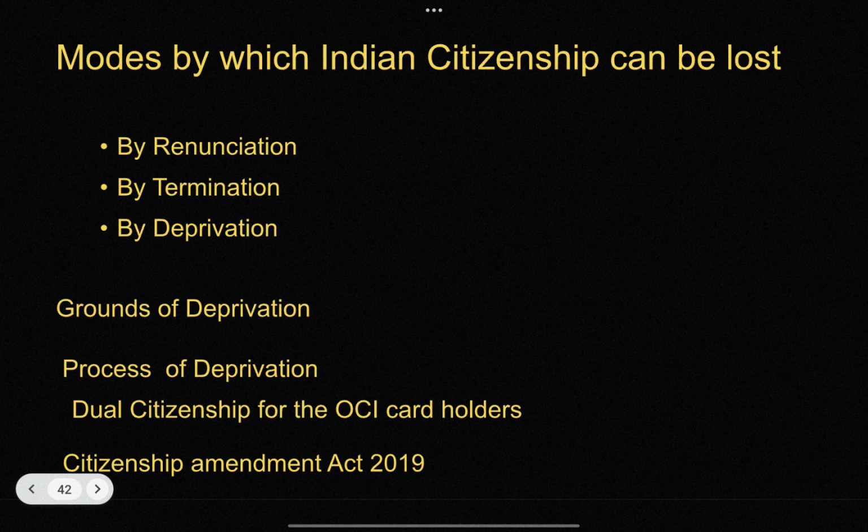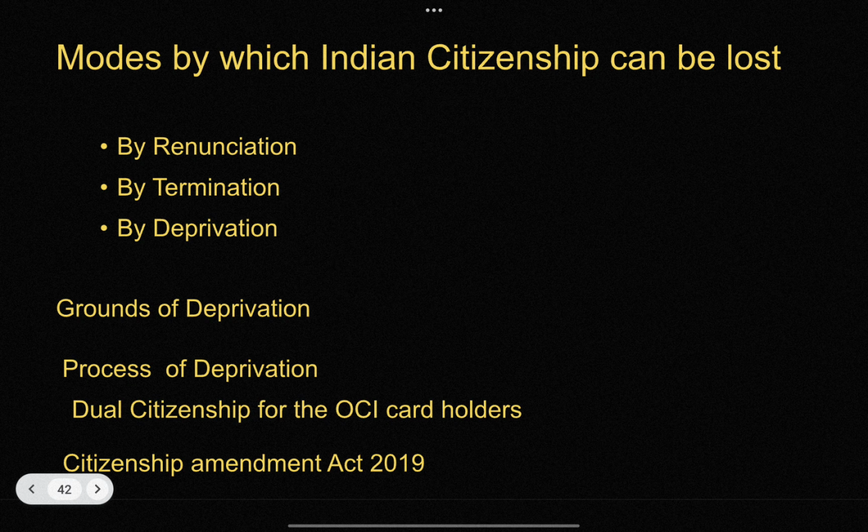Now, the Citizenship Amendment Act 2019, which is a very controversial question, which we have to understand. This act seeks to give fast track citizenship to the Hindus, Jains, Sikhs, Buddhists, Christians, and Parsis who have illegally migrated from Pakistan, Bangladesh, and Afghanistan as they face persecution on the ground of religion in these countries. The cutoff date was kept as 31st December 2014.